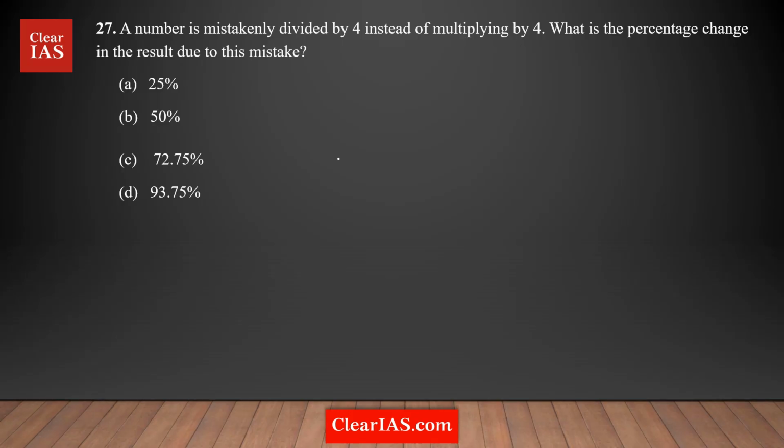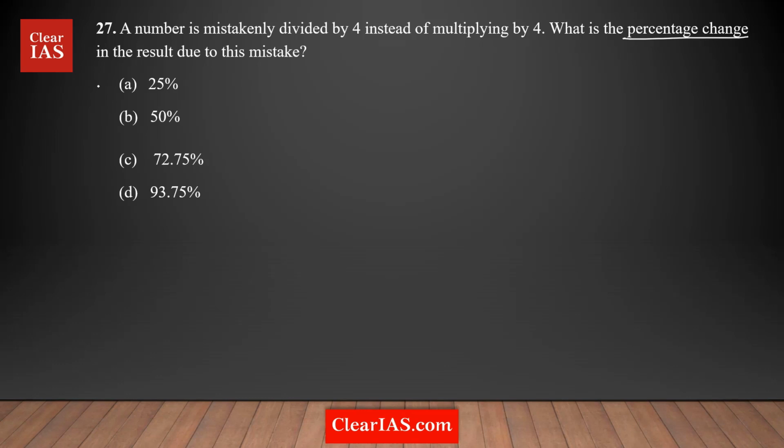Let's do question number 27. This is also another percentage based question, and it's actually an easy question to solve. It will take hardly 1 minute to solve it. So let's analyze it. A number is mistakenly divided by 4 instead of multiplying by 4. What is the percentage change in the result due to the mistake? So they're asking you to calculate the percentage change.